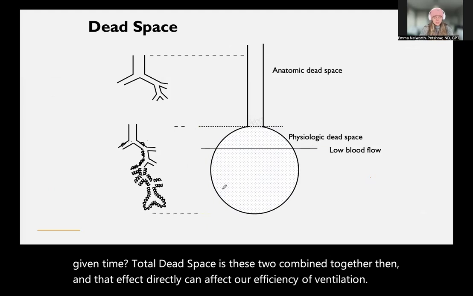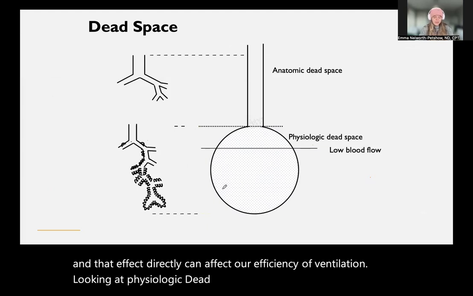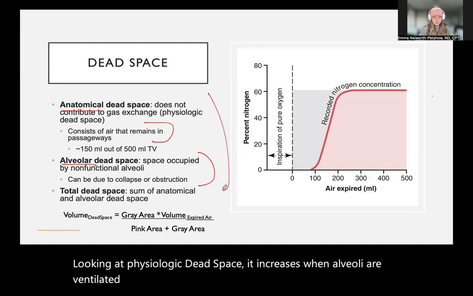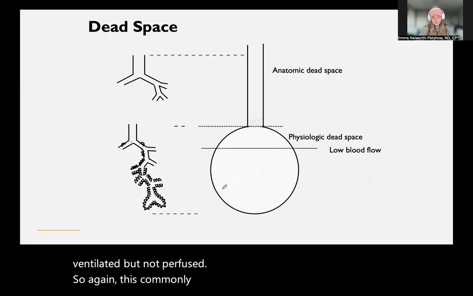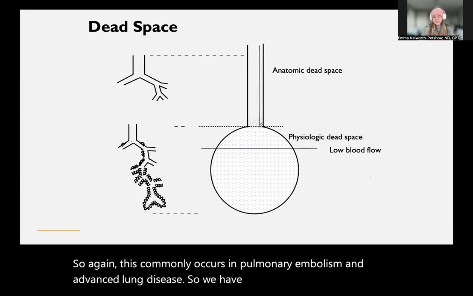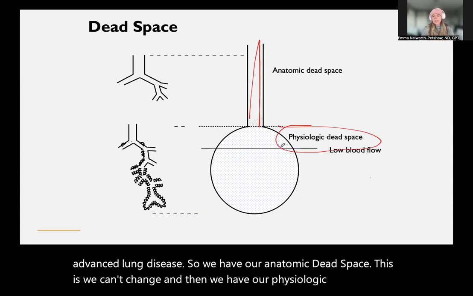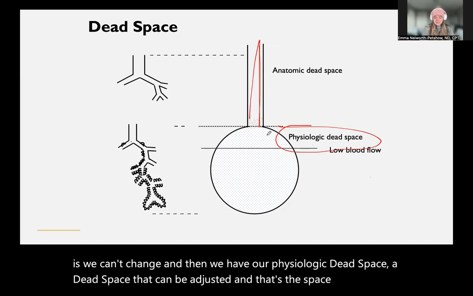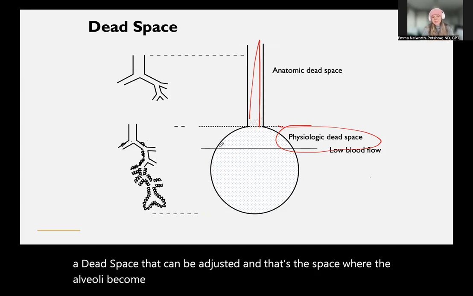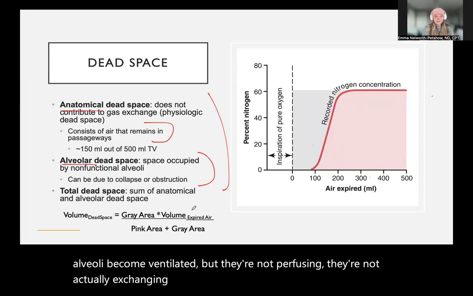Looking at physiologic dead space, it increases when alveoli are ventilated but not perfused. So again, this commonly occurs in pulmonary embolism and advanced lung disease. So we have our anatomic dead space, which we can't change. And then we have our physiologic dead space, the dead space that can be adjusted. That's the space where the alveoli are ventilated, but they're not perfused. They're not actually exchanging gas on either end. And this is showing our dead space volume as a whole.